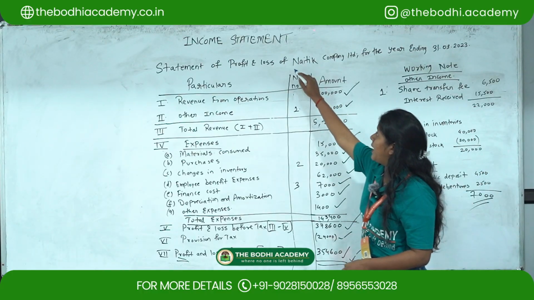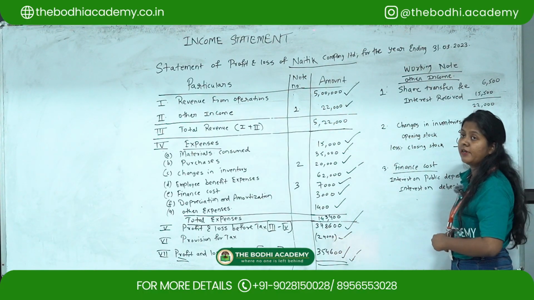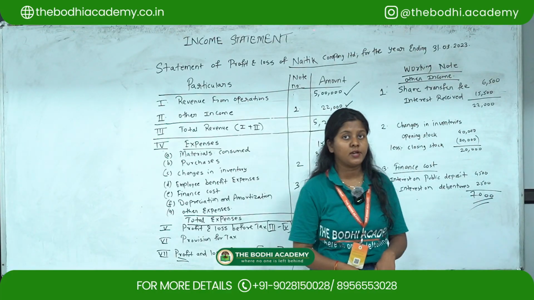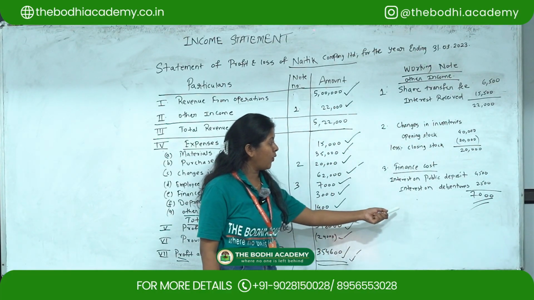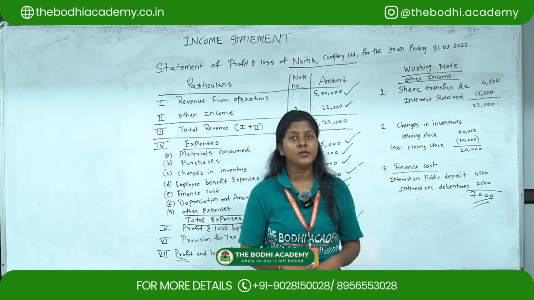And the heading you have to write down: statement of profit and loss of Naitik Company Limited for the year ended 31st March 2023. So working note you have to show properly and the note number. So this is how you have to solve these sums with regards to income statement.